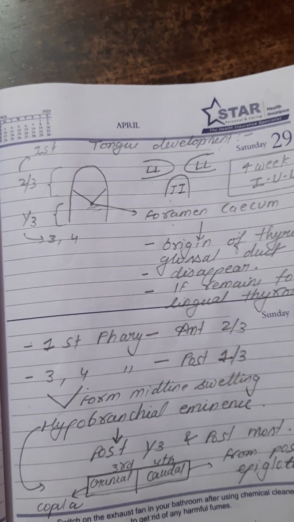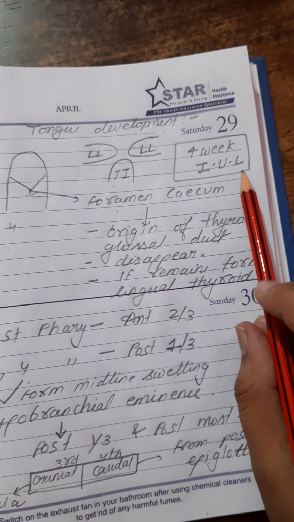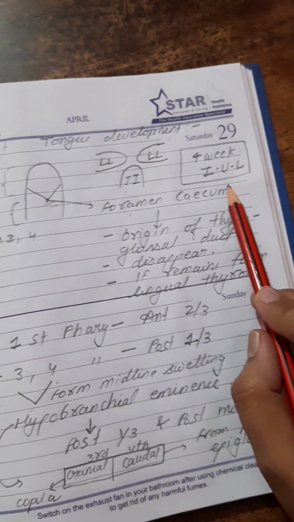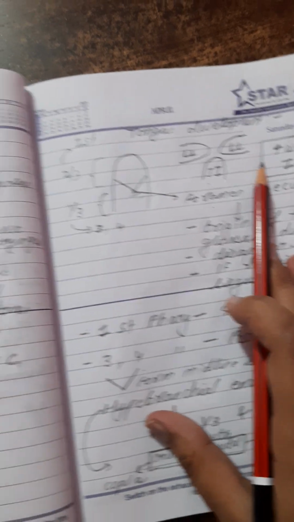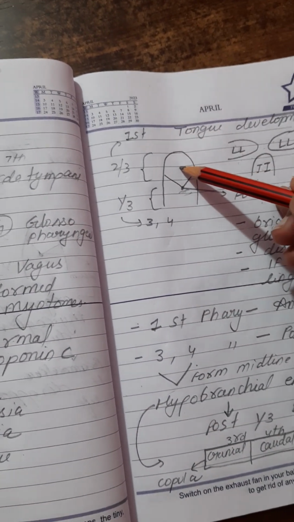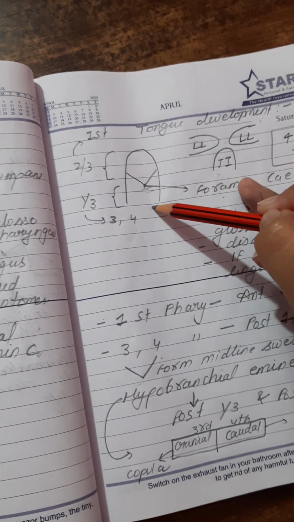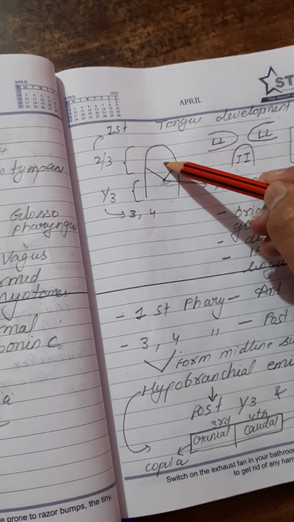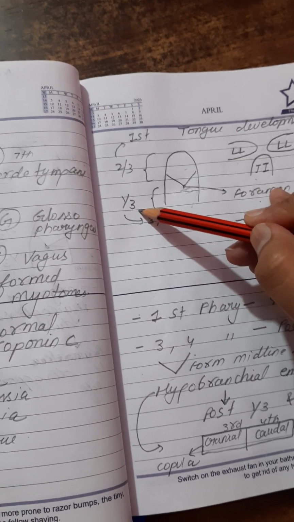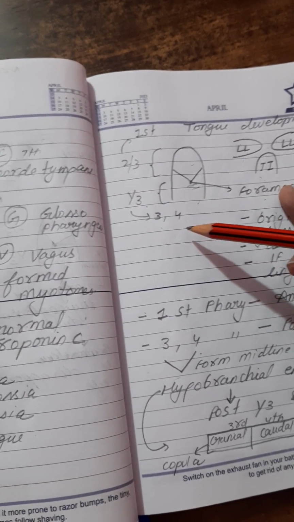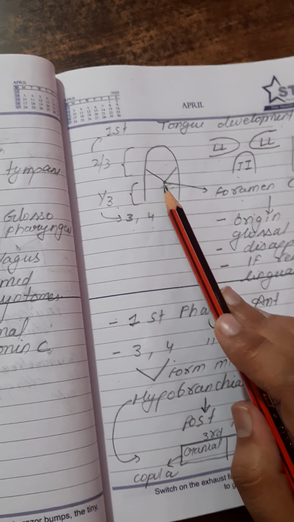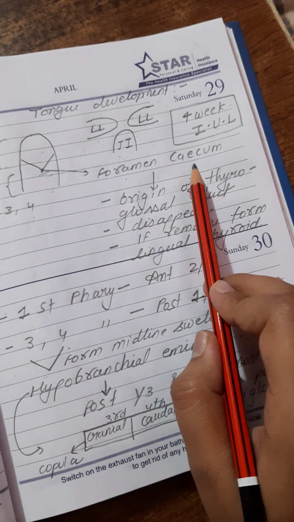Before that, we need to know that the development of the tongue occurs in the fourth week of intrauterine life. Then we come to the structure of the tongue. We know that the tongue is divided into anterior 2/3 and posterior 1/3. The anterior part is derived from the first pharyngeal arch, and the posterior 1/3 is derived from the third and fourth pharyngeal arch. Then in the tongue there is the presence of the foramen cecum.